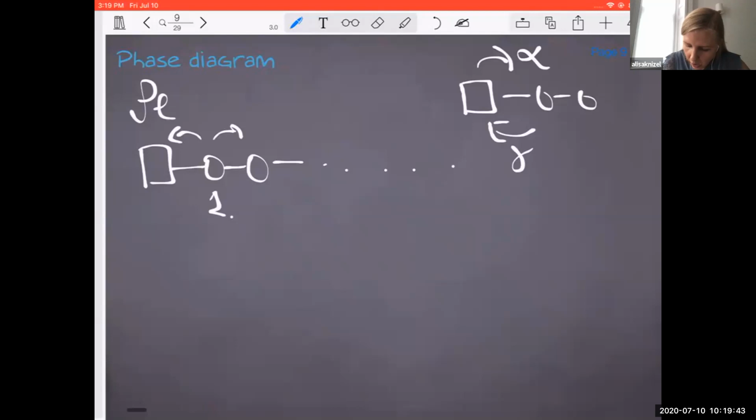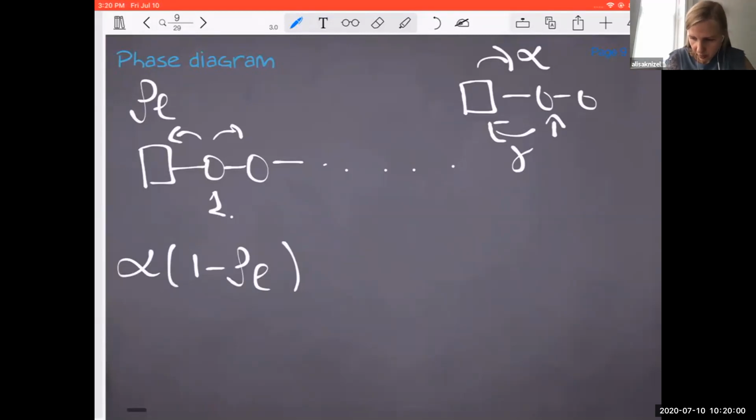So now I have a particle jumping into my site number one with probability alpha times one minus rho L, because the particle can jump in only under the condition that this site is vacant. Okay. Now the number of particles jumping to the left would be given by gamma rho L. Now this is the net current of particles passing through site one with relation to the reservoir.